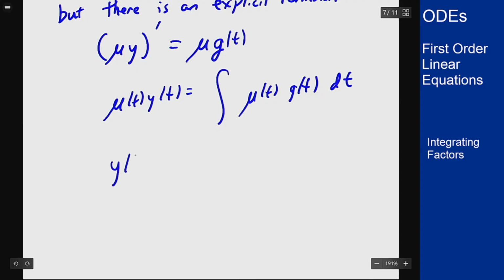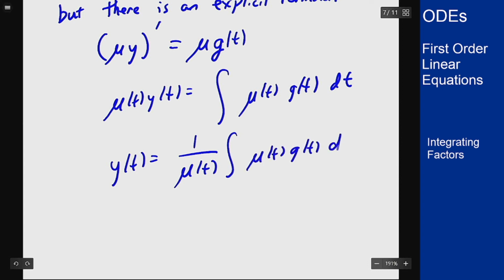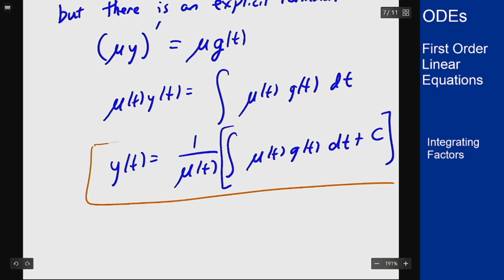So y(t) is 1 over mu(t) times the integral of mu(t) g(t) dt. If I want to solve initial value problems, I put the plus c into this part, so it's also divided by mu(t), and then I can solve for the c I need based on what I compute for this antiderivative. This formula is correct and works every time, but I would recommend going through the process, because you'll see how it works more explicitly if you work it out via the actual method every time.